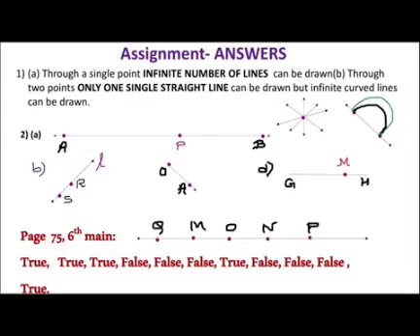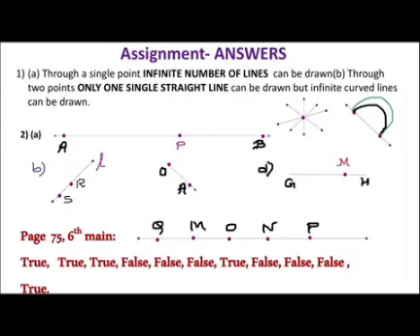O and N are endpoints of line segment OP. If you take the line segment starting at point O and ending at point P, he says O and N are the endpoints, which is false because N lies somewhere on the line segment OP. M is one of the endpoints of line segment QO. Now try to locate Q and try to locate O. The line segment is QO. He says M is one of the endpoints. Again false, because M is somewhere in between Q and O. So it's a false statement.